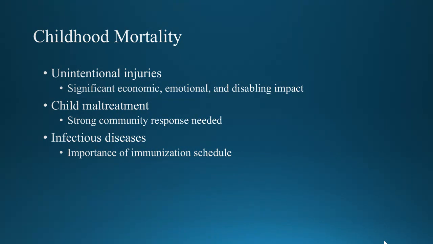When there are cases of child maltreatment, a strong community response is needed. The community generally supports the proper treatment of children, and when there are maltreatment cases, the community rallies against that. And then the last is infectious diseases, which is why it's so important to immunize your children and follow the immunization schedule.